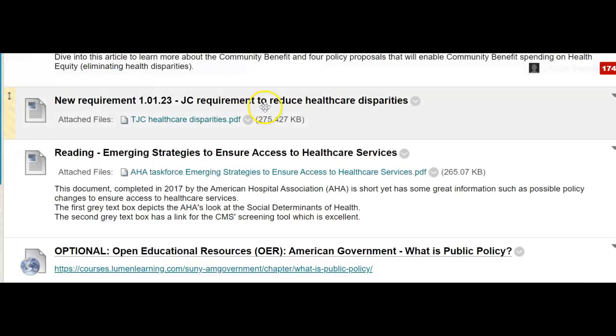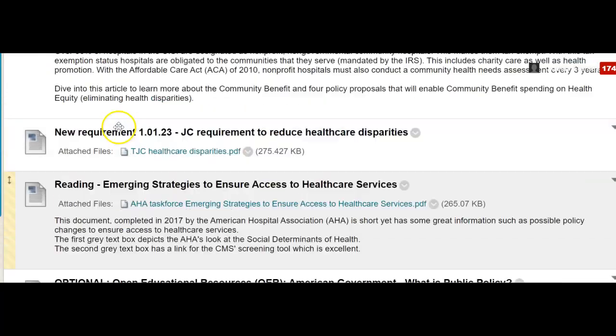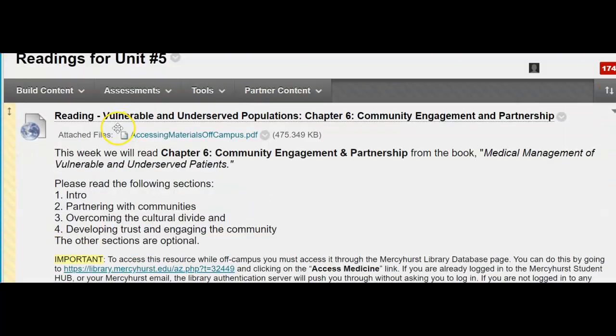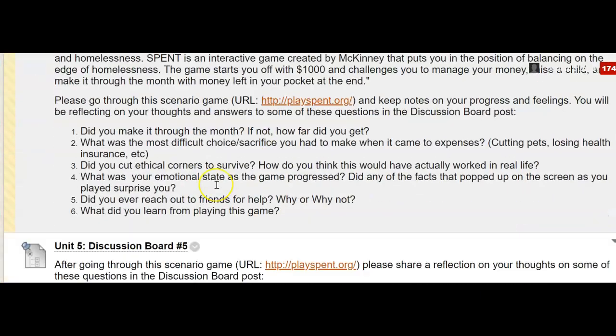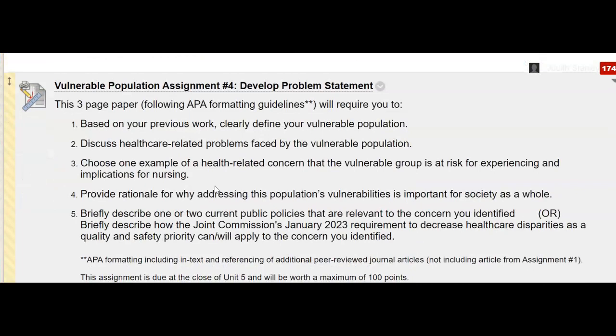So let's go back if I can get there. And the last thing I want to do is to go back to the final objective of the week. And now this is your vulnerable population assignment, developing the problem statement. 3-page paper based on your previous work. Be very clear now in defining who your population is. Did you make it more specific?